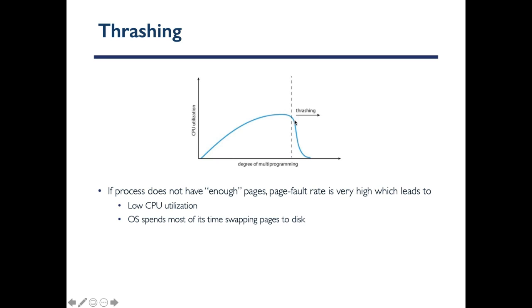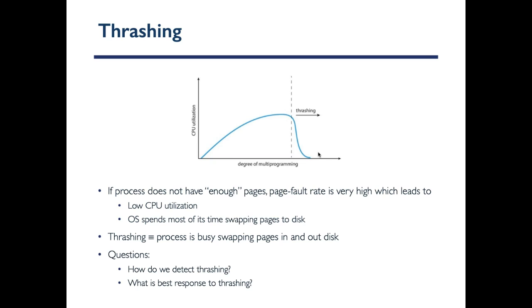And that's basically what you see here. So this is where the CPU utilization again goes down. When thrashing starts, it means that you're basically swapping pages back and forth between the disk and memory. How do we detect thrashing, and what's the best response to thrashing?